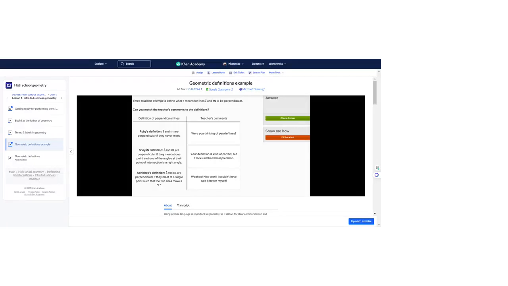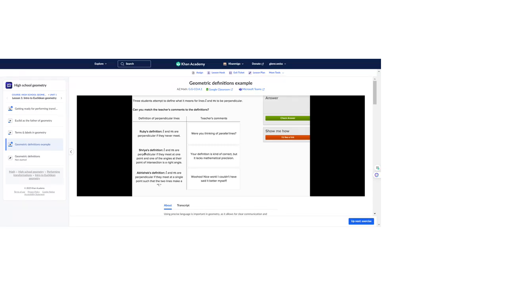All right, so it looks like 3 different students attempt definitions of what it means to be perpendicular, and then there's these teachers' comments that we can move around. So we're going to pretend that we're the teacher. So Ruby's definition for being perpendicular: lines L and M are perpendicular if they never meet. Well, that's not true. In fact, perpendicular lines for sure will intersect. They intersect at right angles. Were you thinking of parallel lines? Because that looks like what she was trying to define. If things are on the same plane and they never intersect, then you are talking about parallel lines.